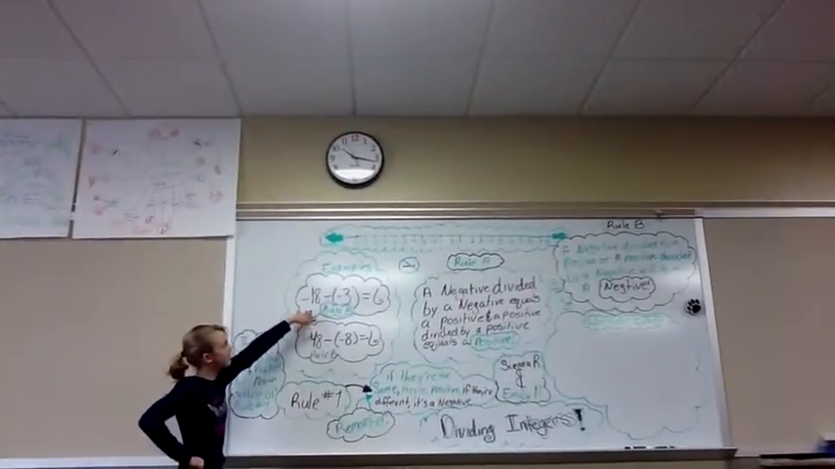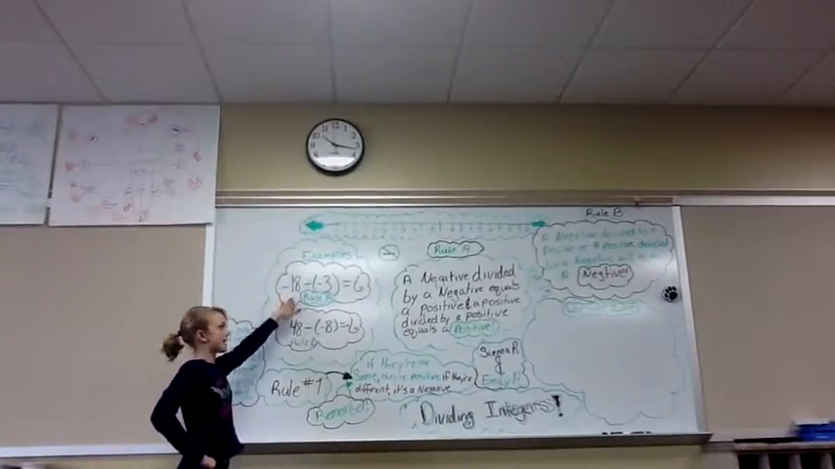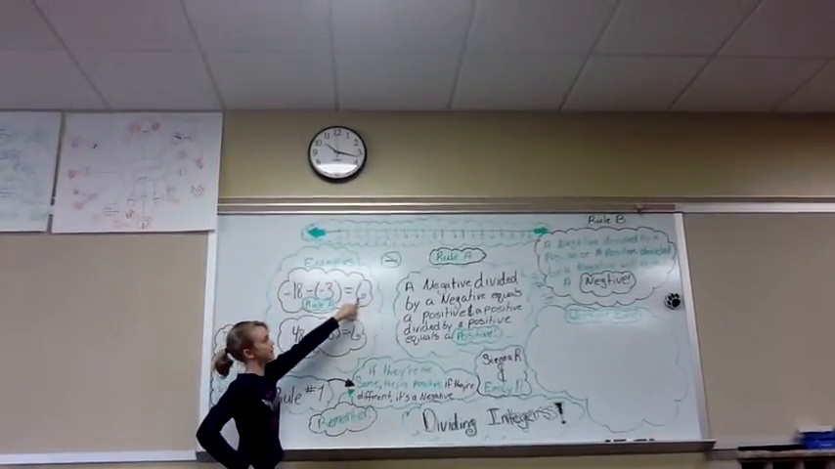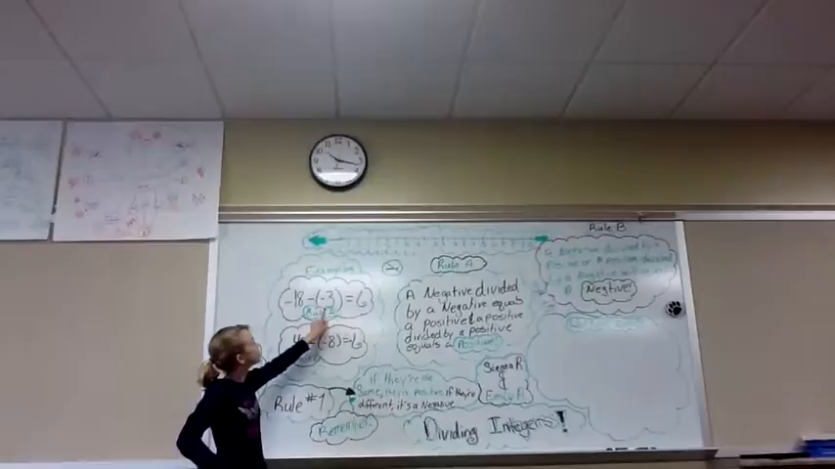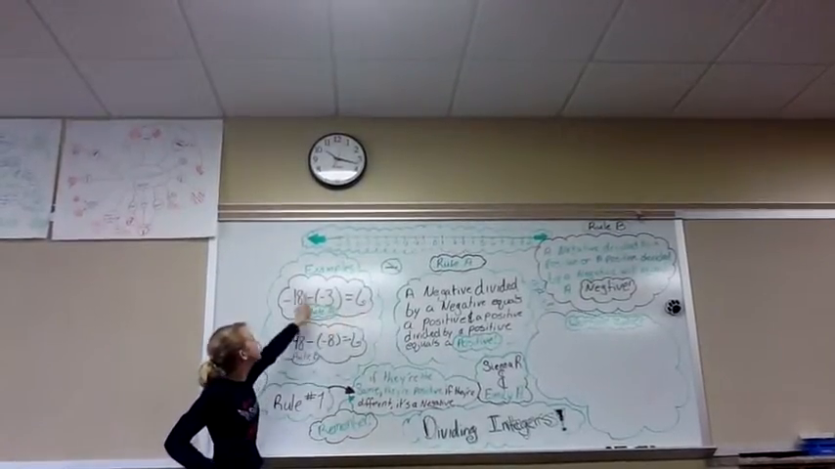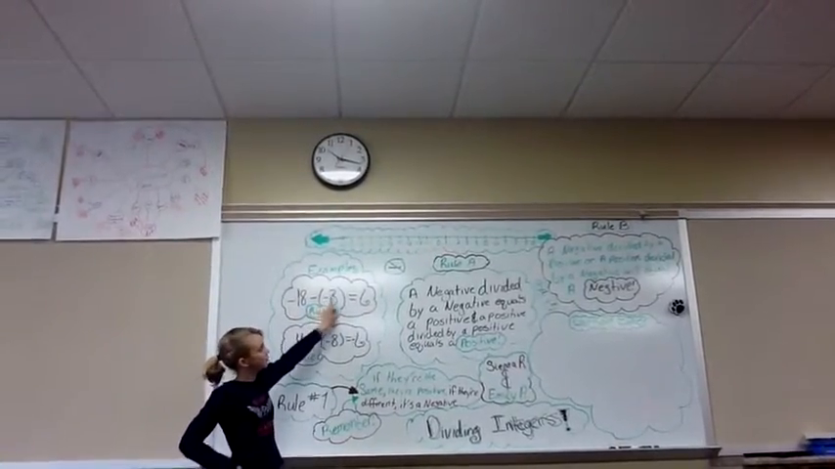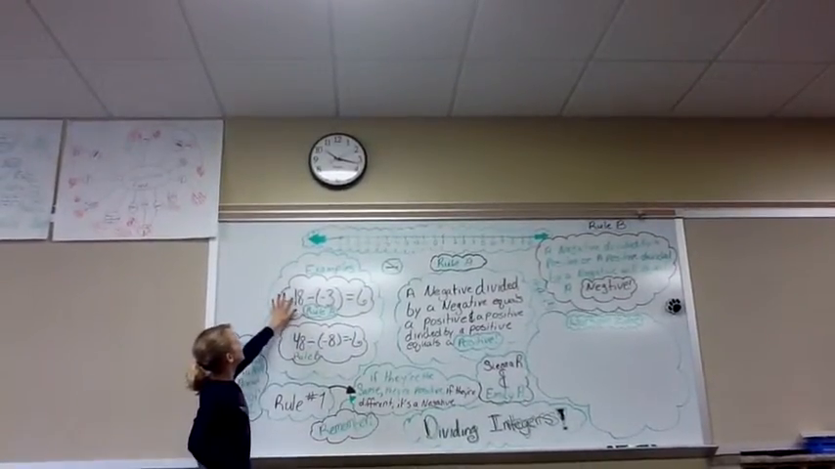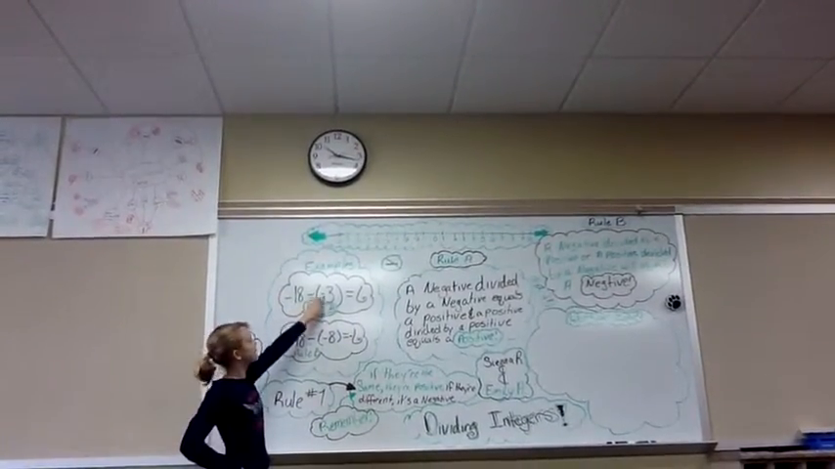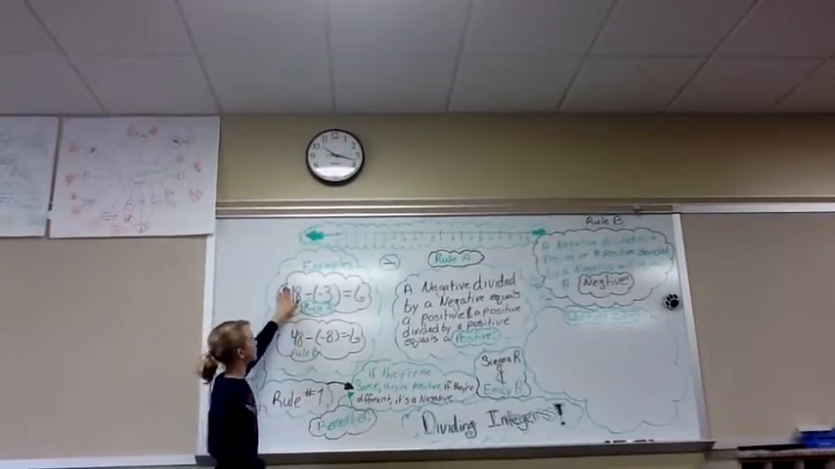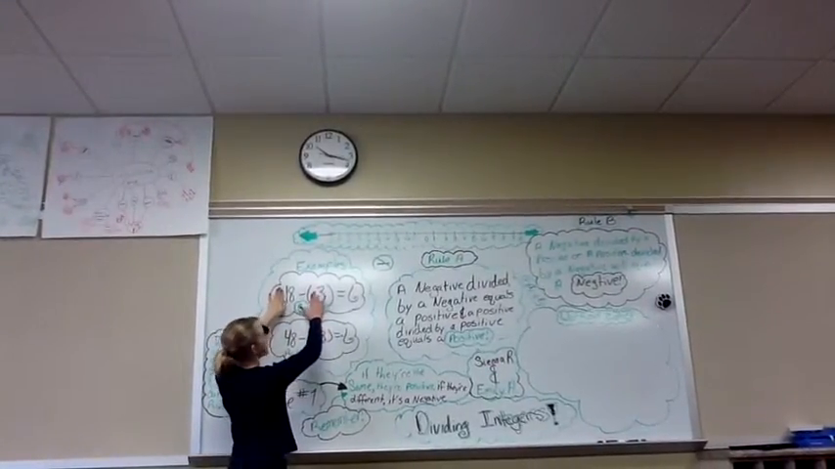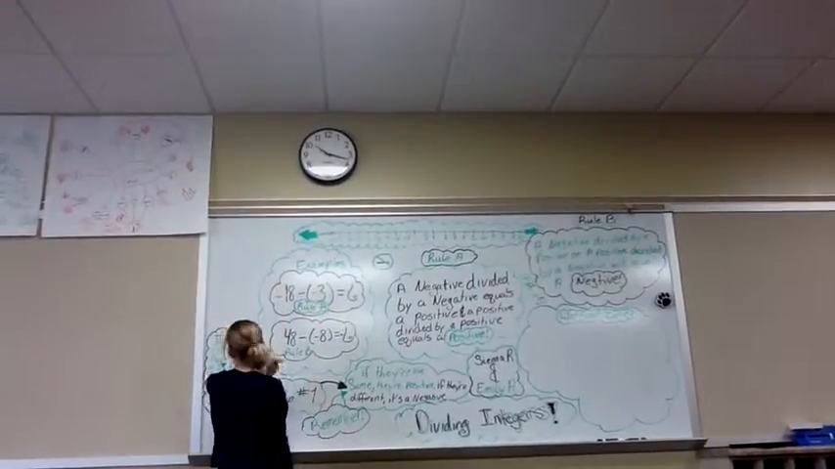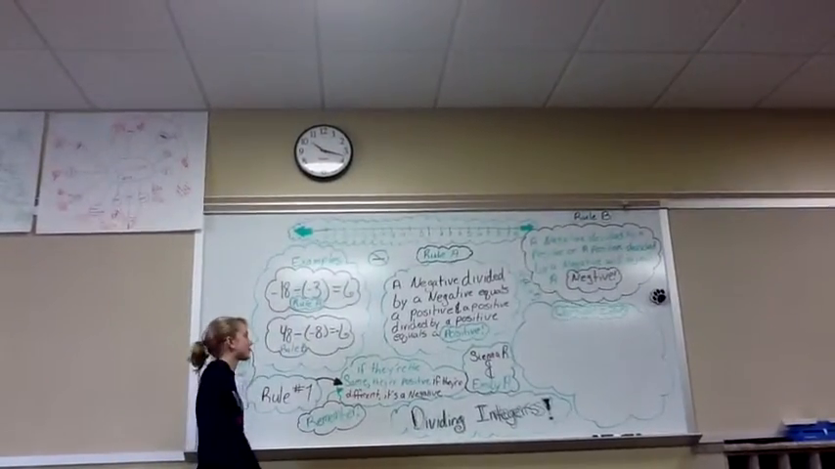Our first example, which is negative 18 divided by negative 3 equals positive 6, applies to rule A, because a negative divided by a negative equals a positive. And if it were a positive divided by a positive, which is what we did because we crossed out the negative sign, so it's 18 divided by 3, it would have equaled a positive.